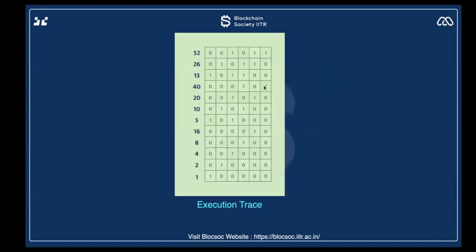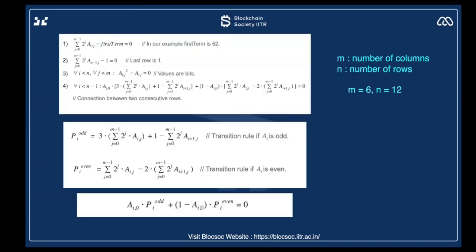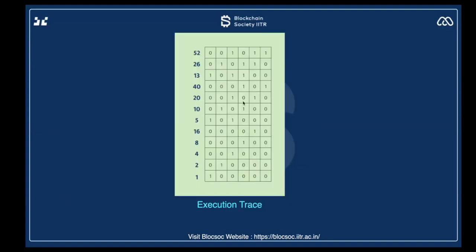And since all of the values in this table are either 0 or 1, we also have a constraint for that: a(i,j) squared minus a(i,j) equal to 0. If you calculate the root of this polynomial, then a(i,j) would be either 0 or 1. So this means that all the values in the execution trace are bits.